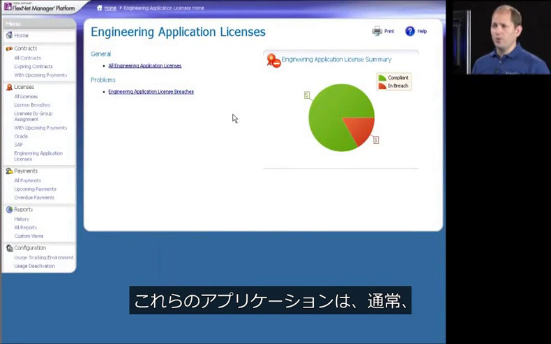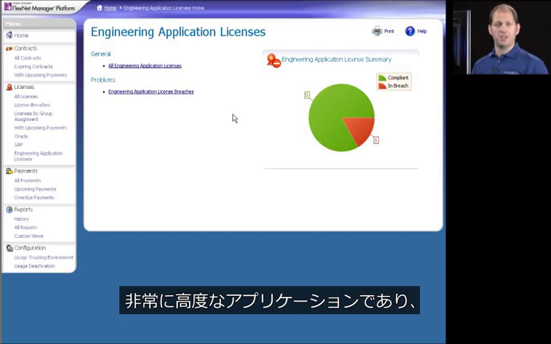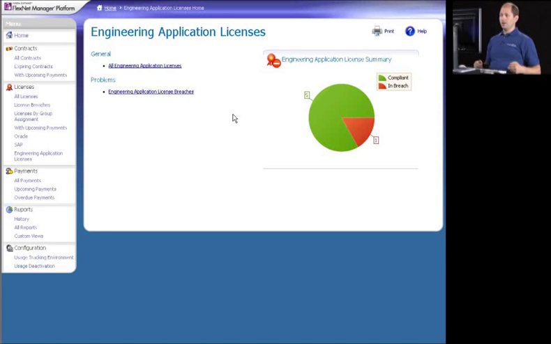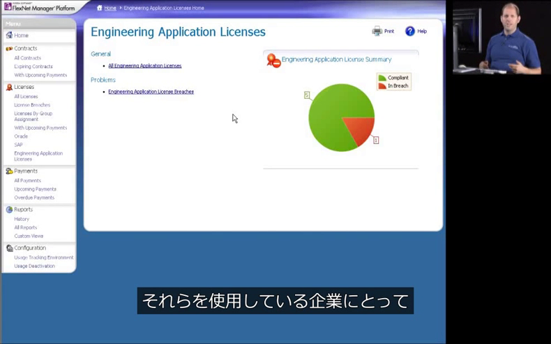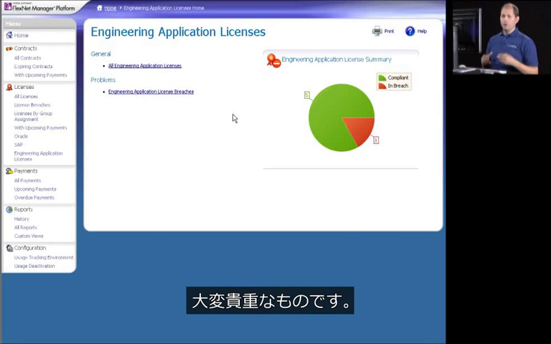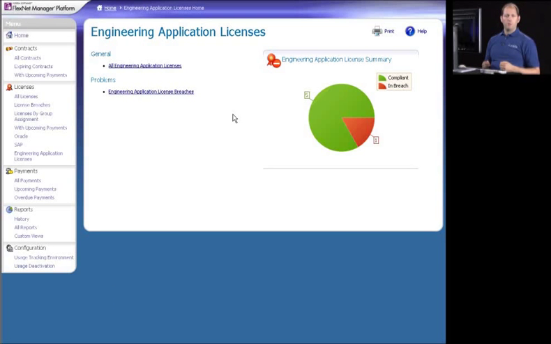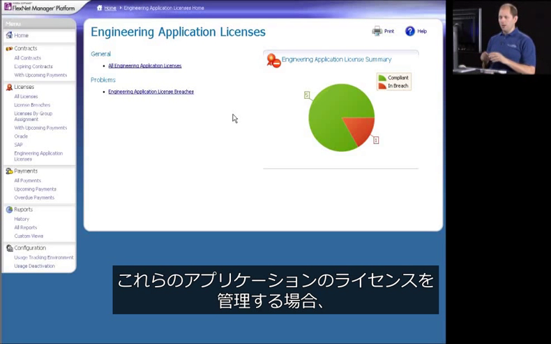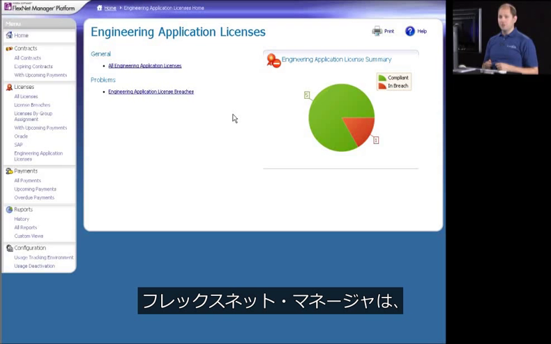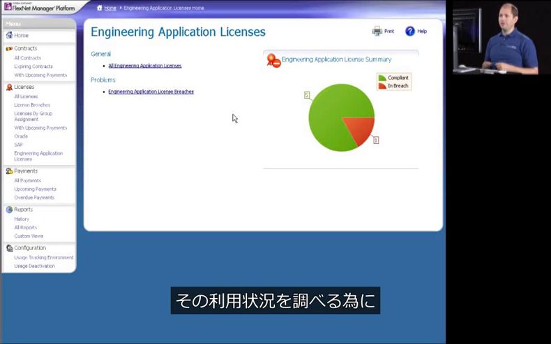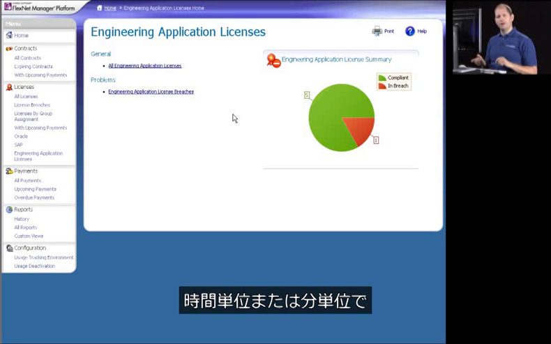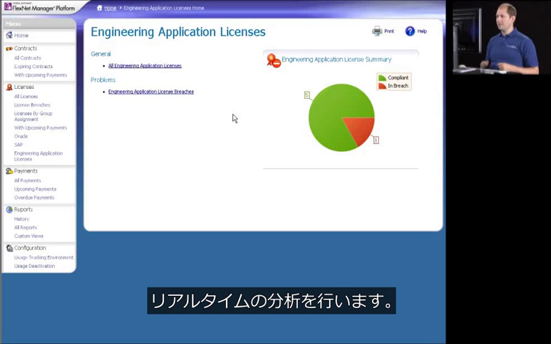And then also we can help in the particularly difficult area of concurrently licensed engineering applications. These applications are usually highly technical applications. They're used by organizations that really value their use, but they can be incredibly expensive per seat. And what we can do in those particular licenses is analyze their usage down to the minute or the hour and understand all the different users and the features that they are checking in and checking out of those license servers on a real-time basis.